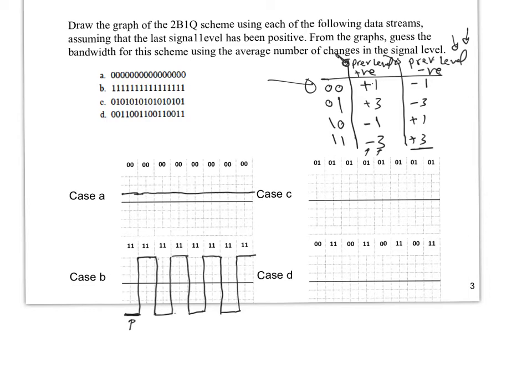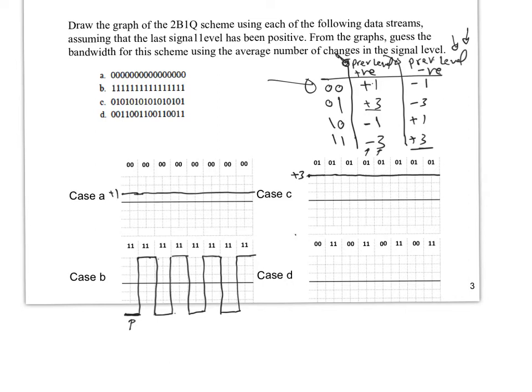So for the case of 0 1, for 0 1 now we have three, as long as we have a positive voltage, so that's easy. So we'll end up having a fixed voltage level all the way through. Okay, so this is plus three and this is plus one.